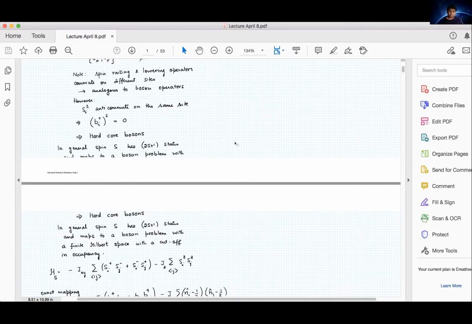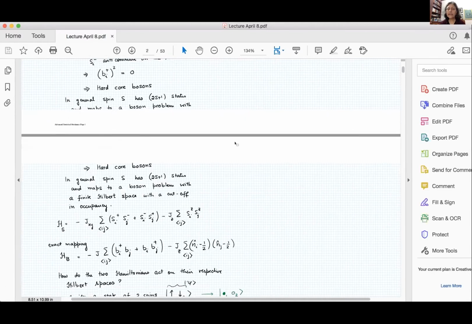Yep. So I have a question. Yes, go ahead. Generally, when we talk about the spin models, we have the Holstein-Primakoff transformation, which we do for spin wave theory. Is there any relation between the two?